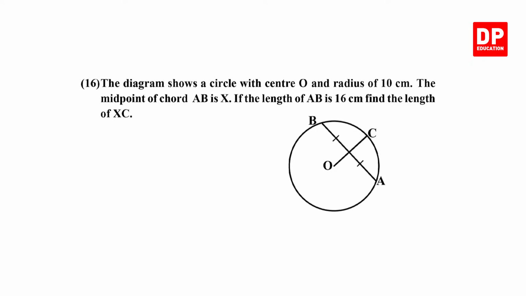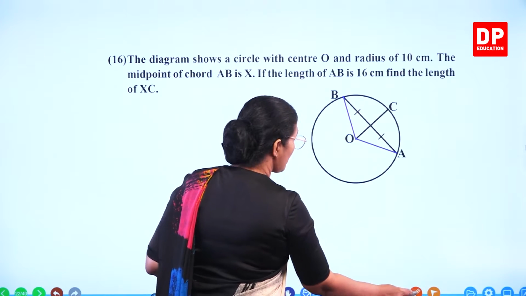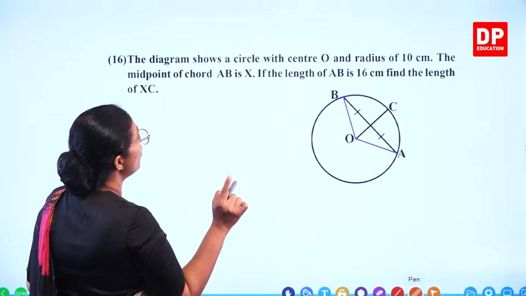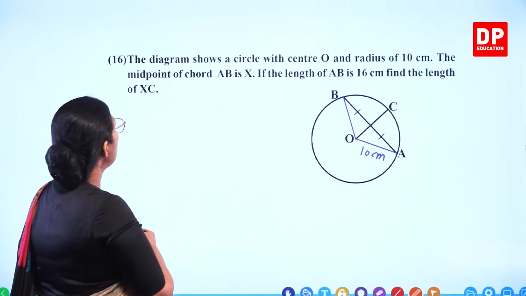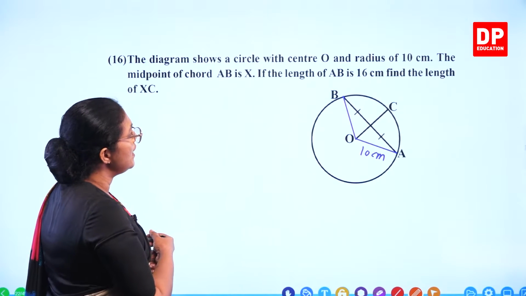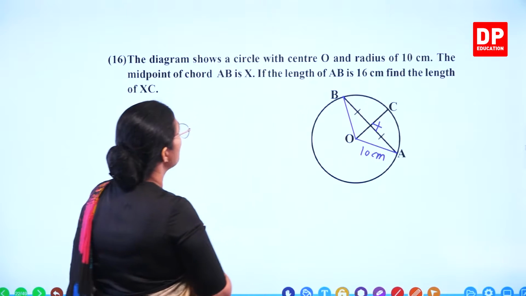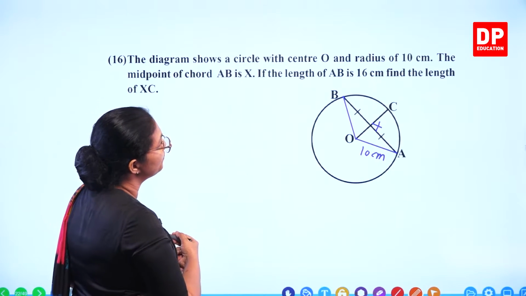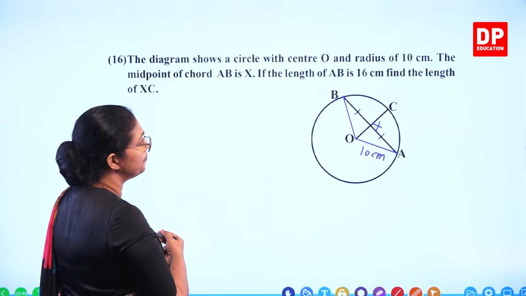Question number 16. The diagram shows a circle with center O and the radius 10. So that means when you draw the radius, that's OA or OB, that's 10 centimeters. The midpoint of the chord AB is X. This point is X. If the length of AB is 16, find the length of XC.